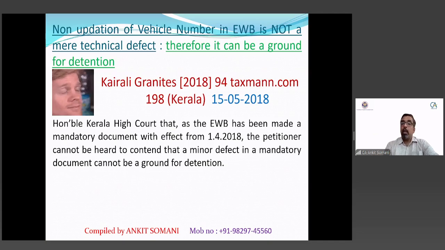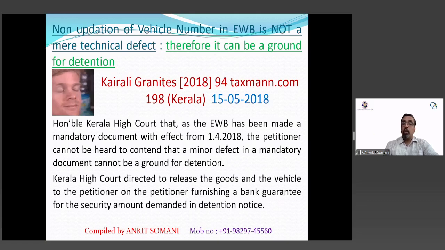Meaning thereby, in case the vehicle number in the e-way bill is not updated in Part B, then in such a case it can always be considered a ground for detention. The Kerala High Court directed to release the goods and the vehicle to the petitioner on the petitioner furnishing a bank guarantee for the security amount demanded in the detention notice.